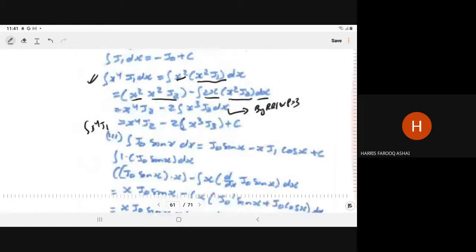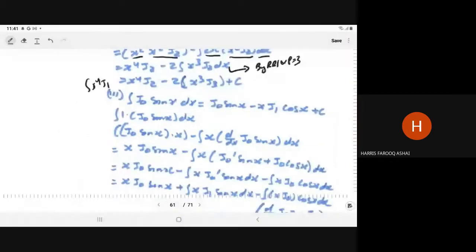Yes, sir. Now the integral j naught sin x dx is equal to j naught sin x minus x j1 cos x plus c. So for computing the integral of j naught sin x, what we will do, we multiply with 1. We multiply with 1. So here 1 will be the second function, j naught sin x is the first function. So first function, integral of the second function x, minus, right, integral of the derivative of the first function, integral of the second function, and dx.